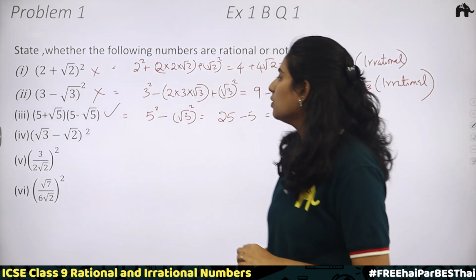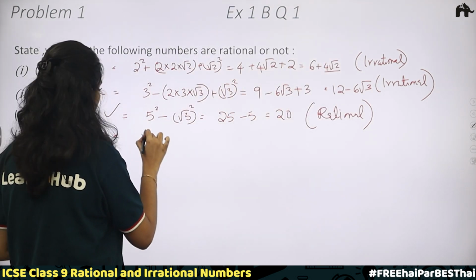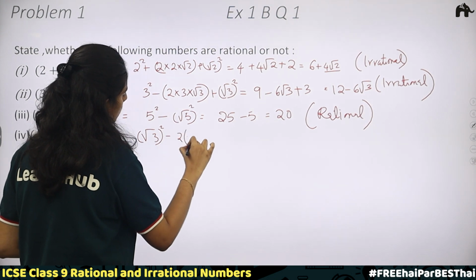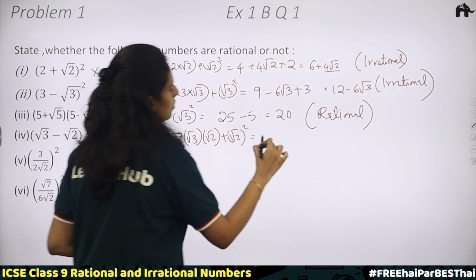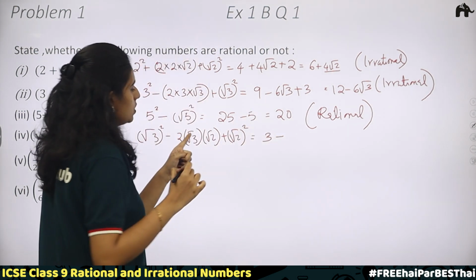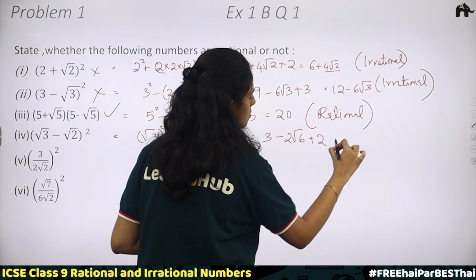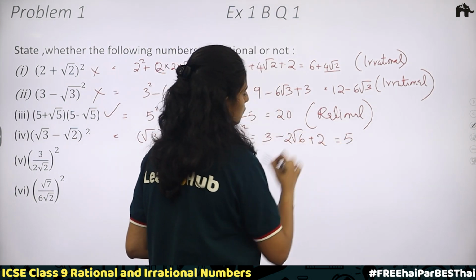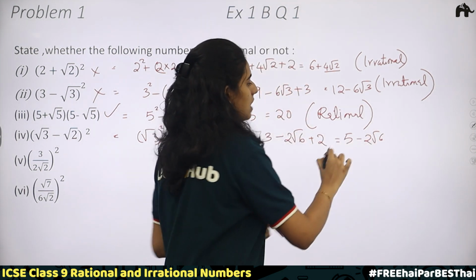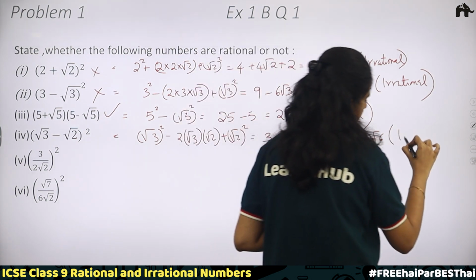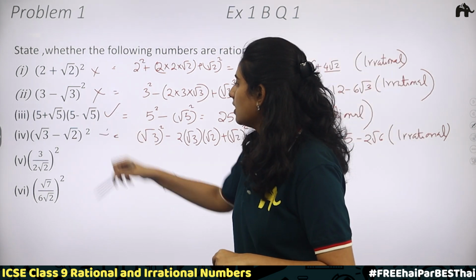Okay, next one, (root 3 minus root 2) whole square. (A minus b) whole square equals root 3 square minus 2 into root 3 into root 2 plus root 2 square, which is equal to root 3 square is 3, minus 2 into root 3 into root 2 will be 2 root 6, plus root 2 square is 2. That is 5 minus 2 root 6, 3 plus 2 is 5. Root 6 is irrational. 2 root 6 is irrational. 5 minus 2 root 6 will be irrational. So, this is not a rational number.